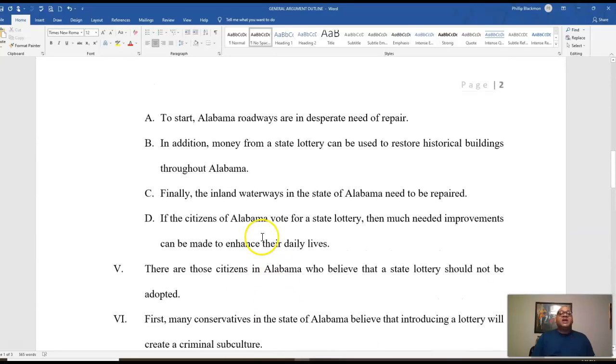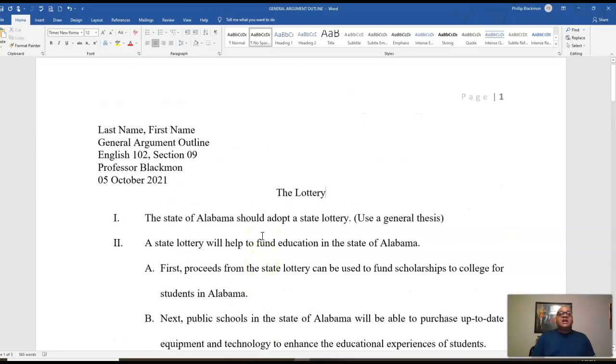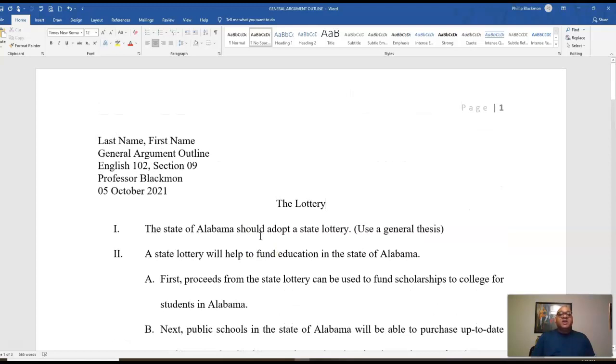And remember, again, I want to emphasize, the general argument outline is a 100-point assignment. You cannot pass this class if you do not submit this assignment. And if you do not submit the assignment on time, I've already covered that in another video, but I do want to emphasize it again.